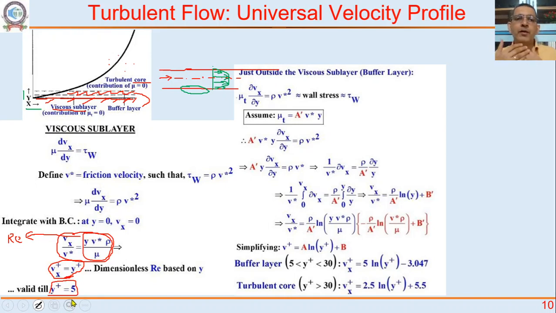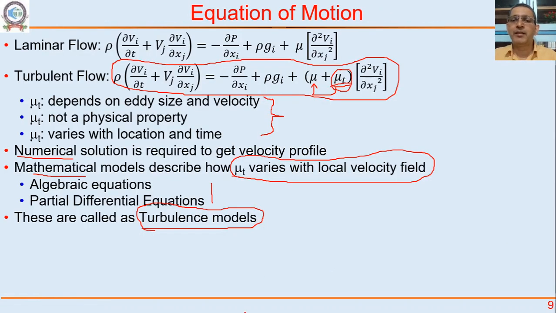Let's go to the buffer layer. We are just outside the viscous sublayer. But now eddies have started forming. If eddies have started forming, then we can say this nu t, the kinematic eddy viscosity, is large.